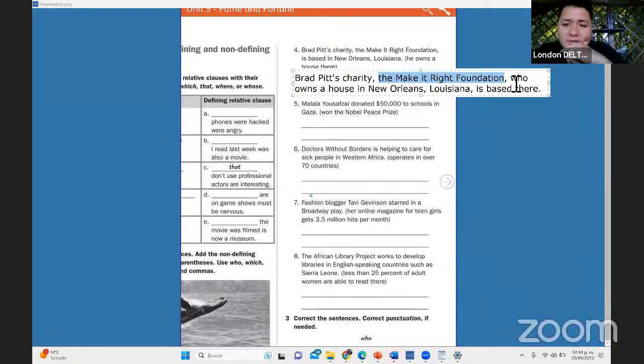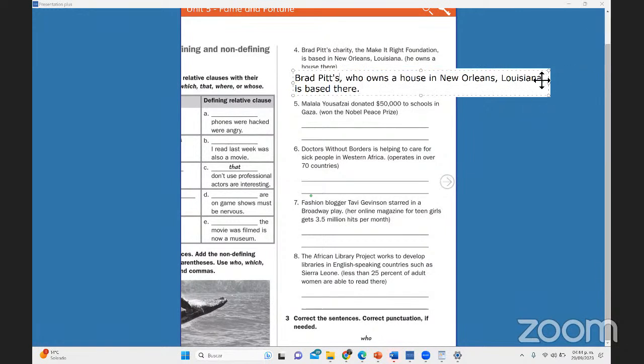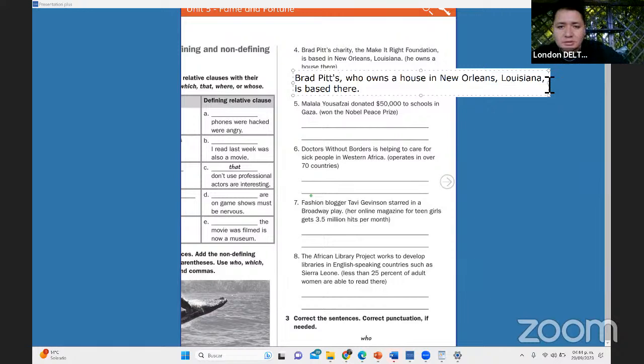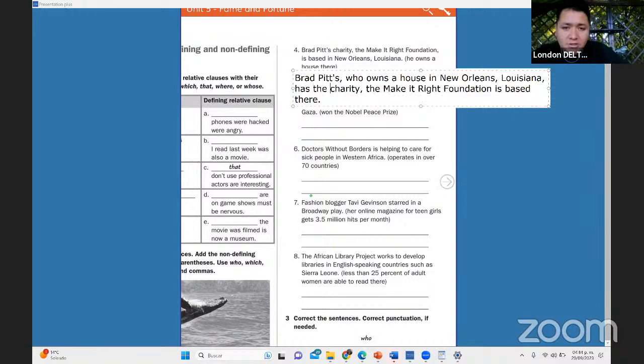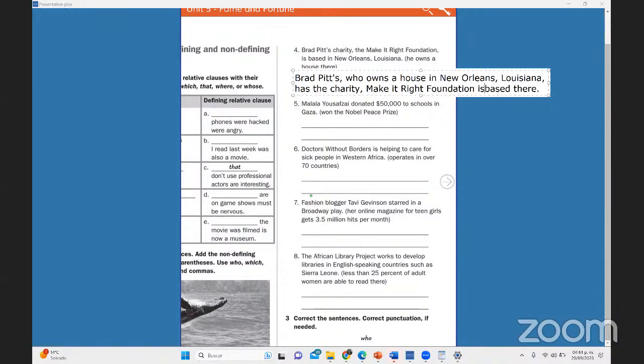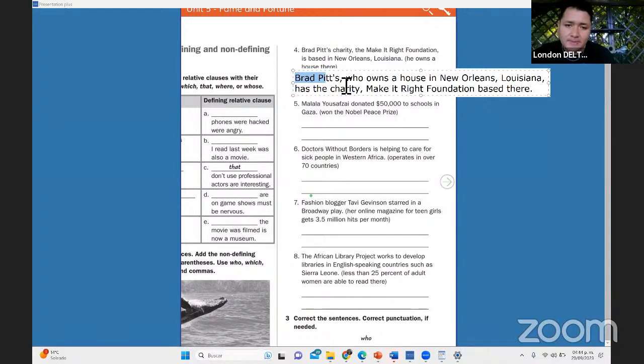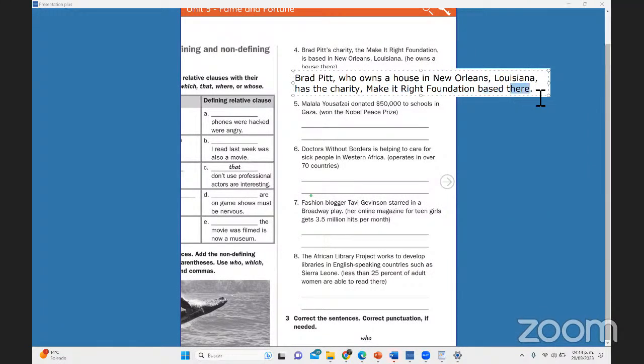So maybe we could say, Brad Pitt, who owns a house in New Orleans, Louisiana, and we could say has the charity Make It Right Foundation based there. So in this case, it says Brad Pitt, quien tiene una casa en New Orleans, Louisiana, tiene el programa de caridad Make It Right Foundation, based quiere decir que se encuentra allí.